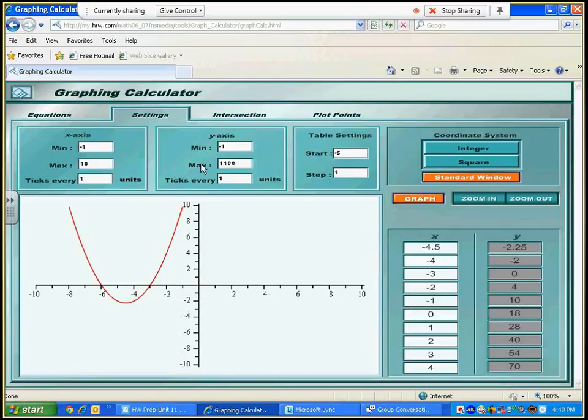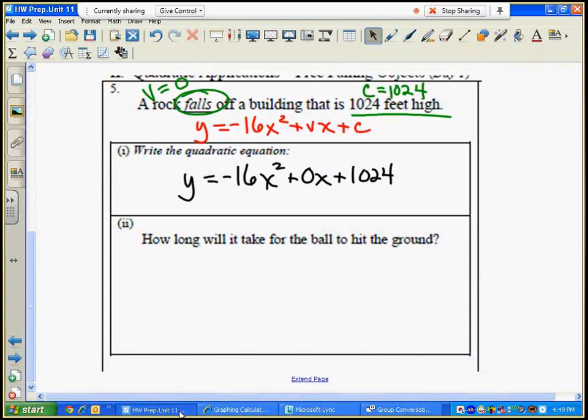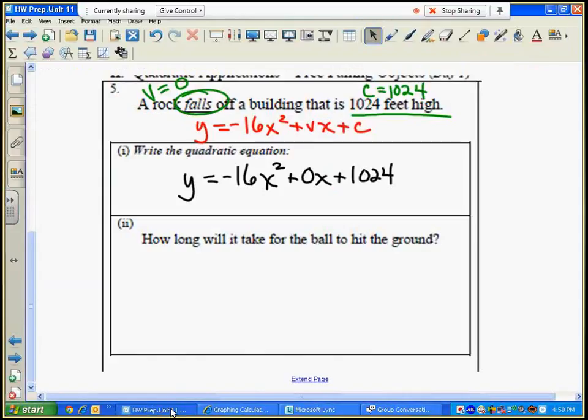Let's graph it. Okay, so here's the story. Here it is starting up here at 1,024. It rolls off the building. You can see at first it's not going very fast, and then it really starts to pick up some speed, and then boom, it hits the ground right here. The question's asking, how long will it take for the ball to hit the ground? Well, you can see as you count out here from 0, it goes all the way to 8. It takes 8 seconds for that ball to hit the ground. That's our answer. Pretty easy once we have it graphed, right?